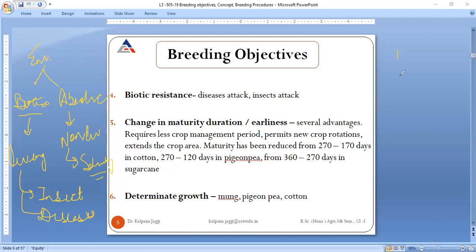Actually, what happens is, say this is our variety, sometimes our variety cannot withstand these conditions. That means they cannot withstand the attack of insects. I will use here one term, that is, they are susceptible to the attack of insects. Susceptible means anything can come and attack a variety, and the variety is unable to protect itself from the attack of any kind of insect.